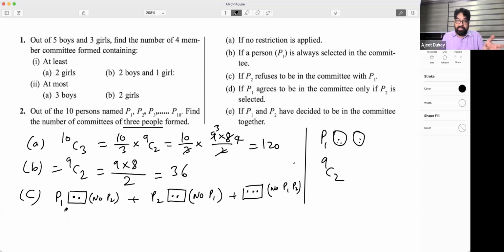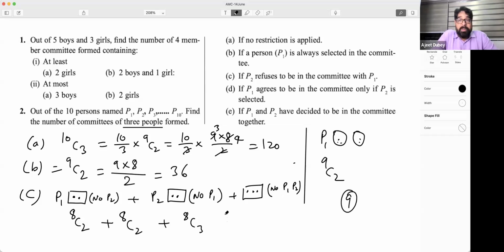P1 is there, so we don't have to do selection of P1. I need two more people, but with P1 gone, 9 people are left, and P2 also should not be considered. So these two will be filled by 8C2, or these two will be filled by again 8C2, and here 3 people but no P1, P2, so that will become 8C3. This will be the answer. If anybody has difficulty understanding any particular point, please let me know so that I can re-explain.